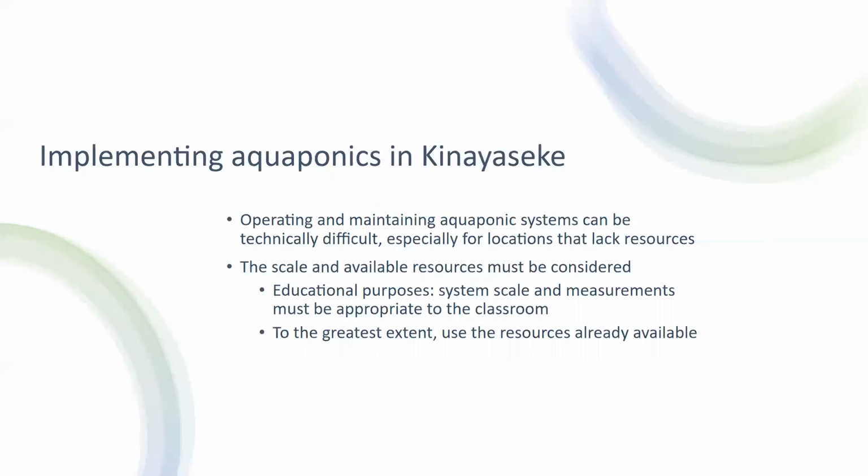So, implementing aquaponic systems. There are lots of technical difficulties when it comes to implementing an aquaponic system, especially in a classroom setting. There has to be lots of attention to maintaining the system because of possible water balance, pH, or dissolved solids issues. And this could be especially difficult for a school if they lack the resources to do so.